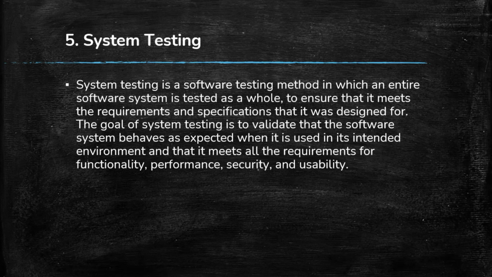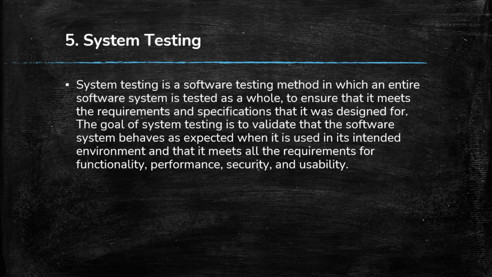Okay, system testing is a software testing method in which an entire software system is tested as a whole to ensure that it meets the requirements and specifications that it was designed for. The goal of system testing is to validate that the software system behaves as expected when it is used in its intended environment, and that it meets all the requirements for functionality, performance, security, and usability.